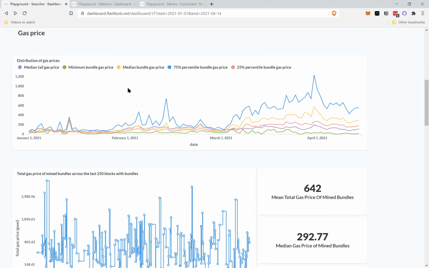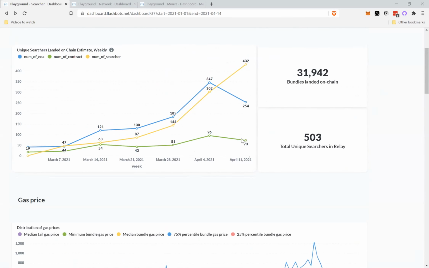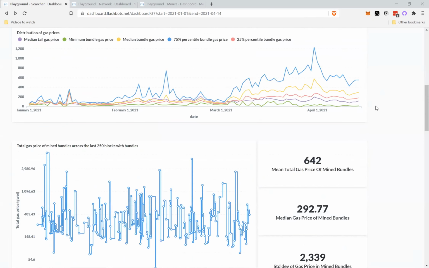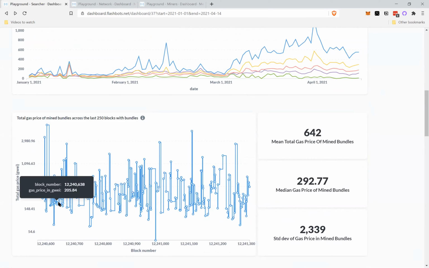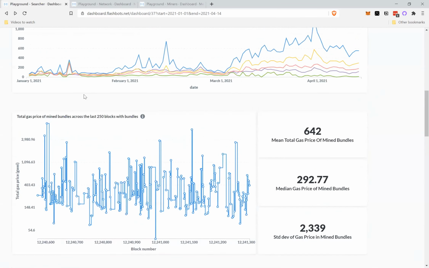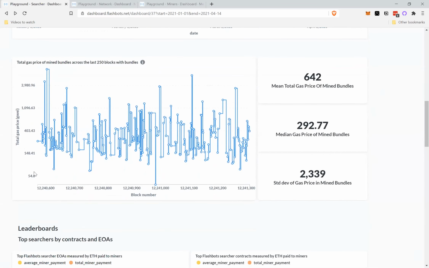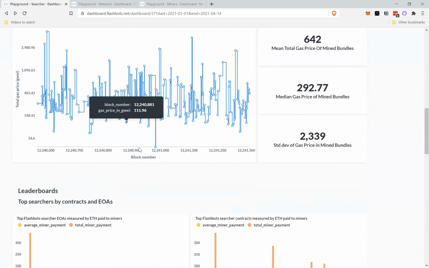And then the tail gas price is this purple line, which you can see is almost always below the gas prices of the bundles, except for the minimum in a day. And these, over time, are getting higher and higher on average as more competition enters the system, along with these searcher metrics. I'm going to skip over this chart. Again, it's just the gas prices of the mined bundles, except not smoothed out over the day, and you're not taking the median or anything.